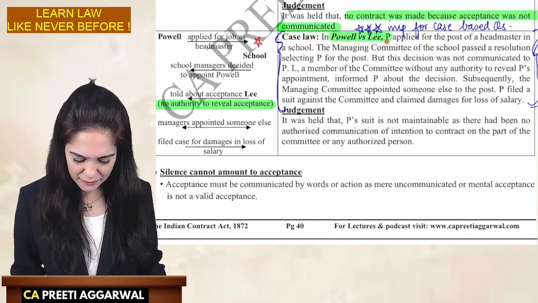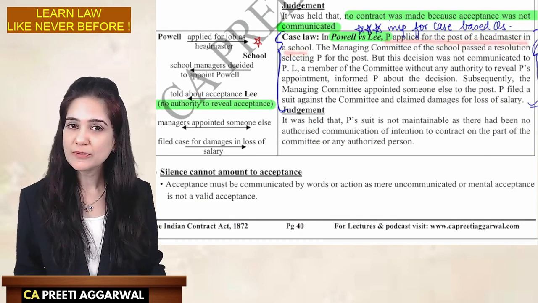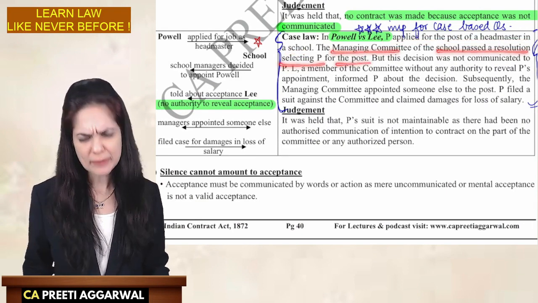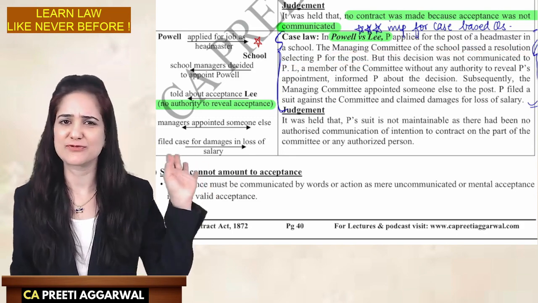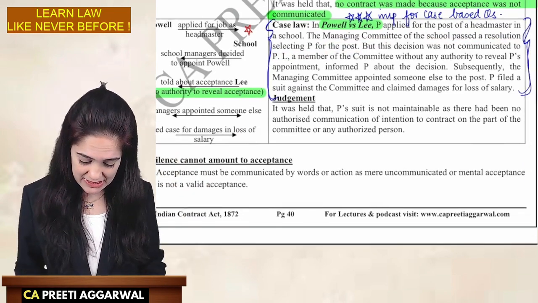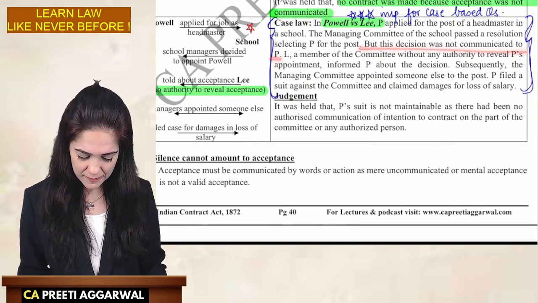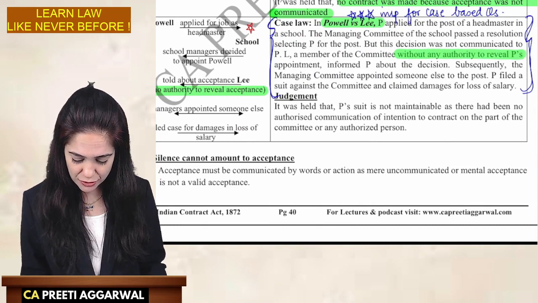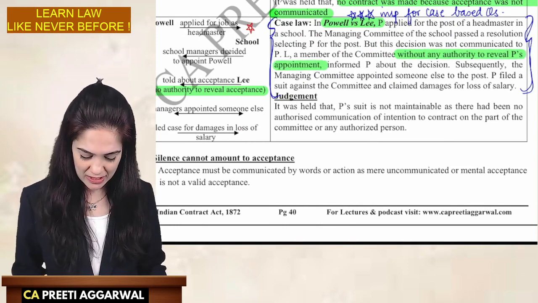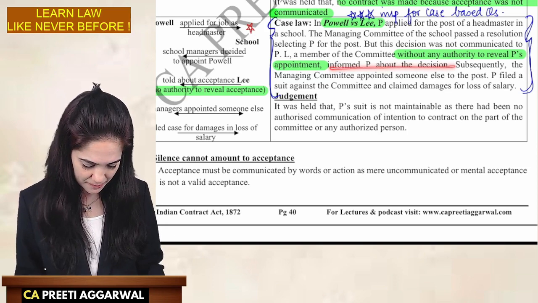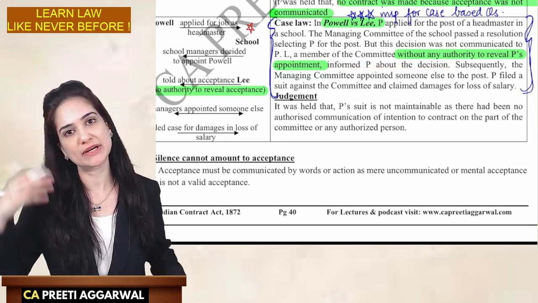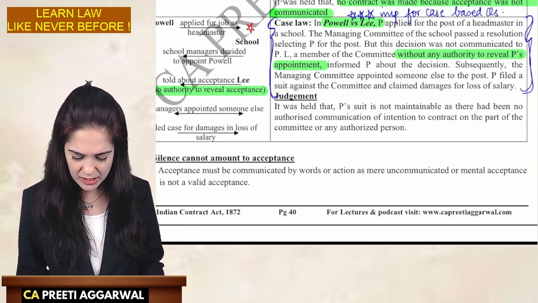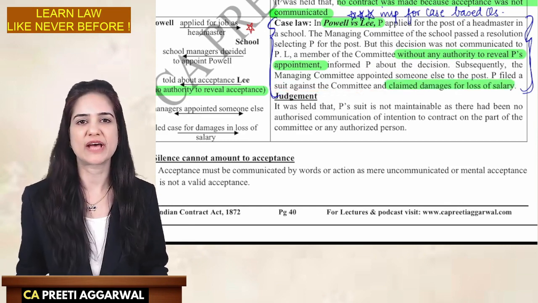Mr. P applied for the post of a headmaster in a school. The managing committee passed a resolution selecting P for the post. So they internally decided that yes, we will appoint him. But this decision was not communicated to P. L, a member, without any authority to reveal P's appointment, informed P about the decision. Subsequently, the management committee appointed someone else. P filed a suit against the committee. He claimed damages for loss of salary.